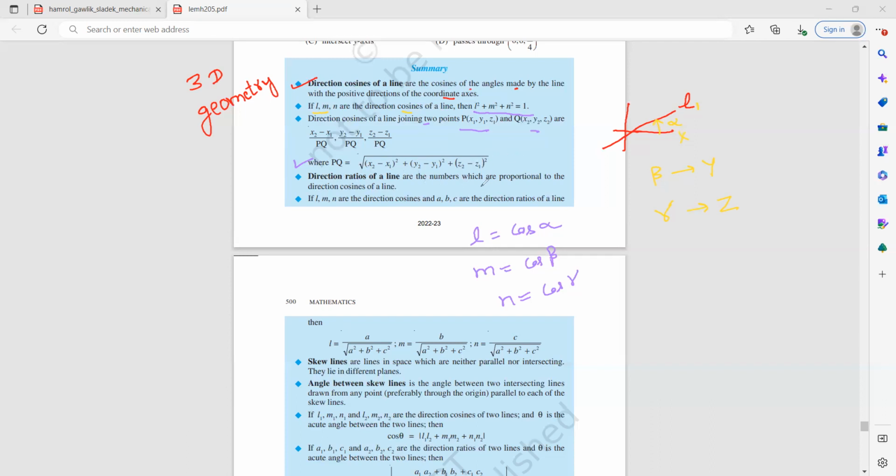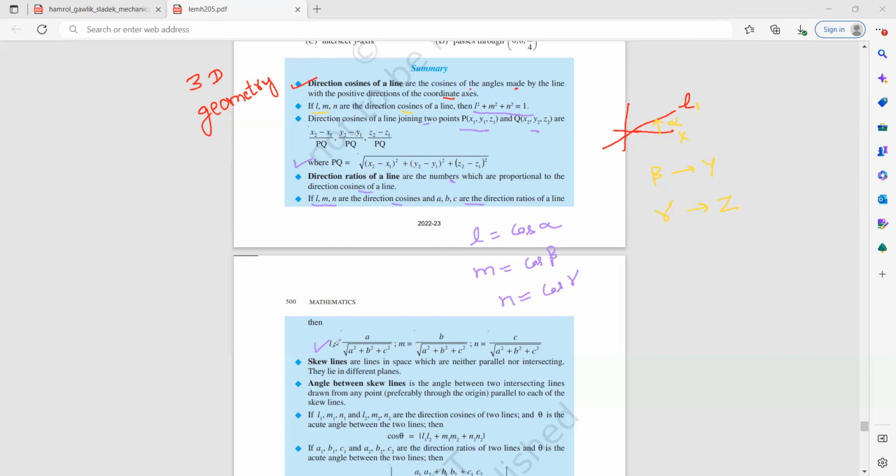Direction ratios of a line are the numbers which are proportional to the direction cosines of a line. Here l, m, n represent direction cosines, then a, b, c are direction ratios. We can easily say l is a over the root of a square plus b square plus c square, m is b over the root of a square plus b square plus c square, n is c over the root of a square plus b square plus c square.